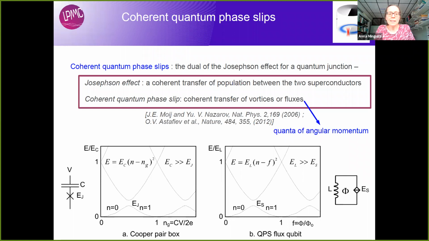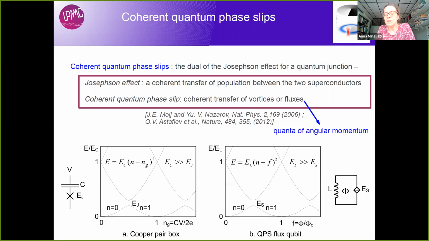If you have the Josephson effect in the quantum regime of the Josephson junction, you have this Rabi oscillation, a coherent transfer of population between the two superconductors. Now consider the dual of the system, where instead of having a coherent transfer of particles, you have a coherent transfer of vortices or fluxes. And they named these coherent quantum phase slips. In our case, these vortices or fluxes will be quanta of angular momentum. Let me now present how we can realize this in a one-dimensional ring with ultra-cold atoms.